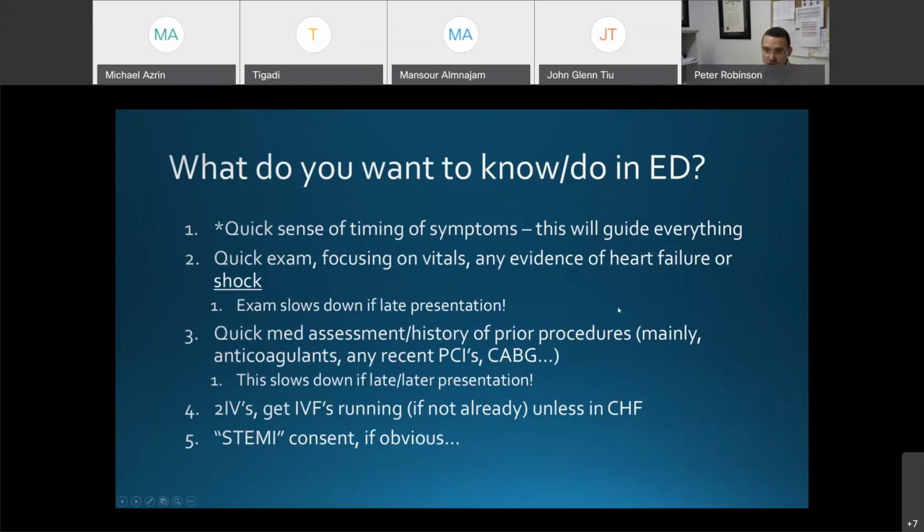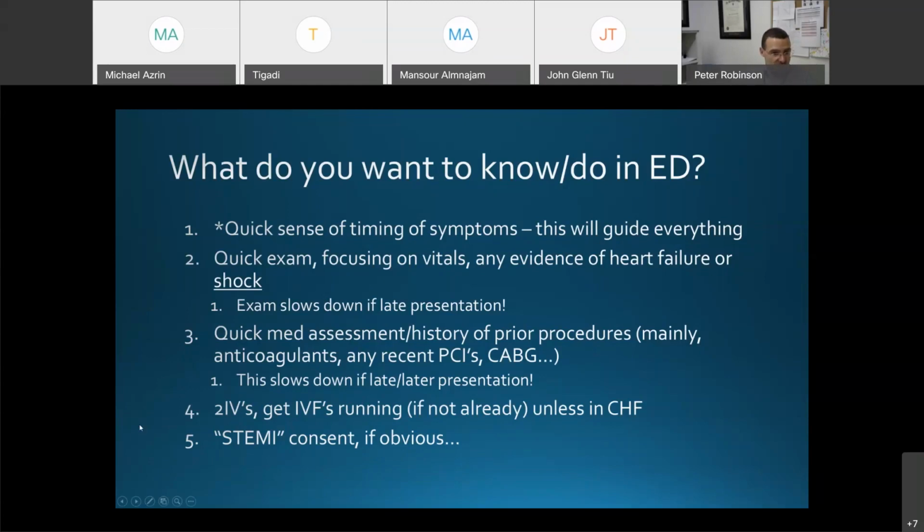We're going to do a fairly quick exam, focusing on the vitals and any evidence of heart failure or shock. We're going to talk at the end about shock. Again, if it's a late presentation, this exam slows down. We want to do a quick med assessment, history of any prior procedures, mainly what anticoagulants they're on, any recent PCIs, where it was done, and obviously if they had bypass surgery, we really want to try to know what their anatomy was, if at all possible. Again, this slows down if you're a late or later presentation.